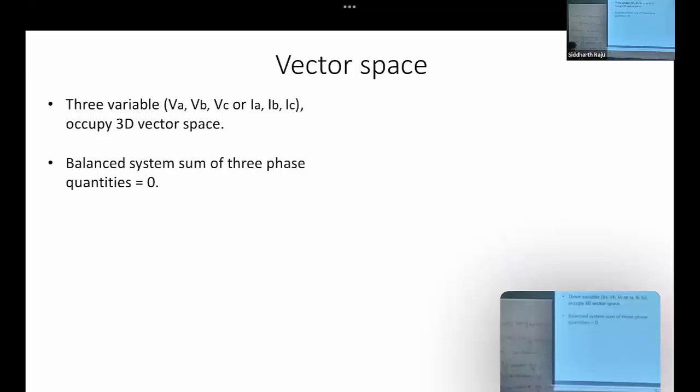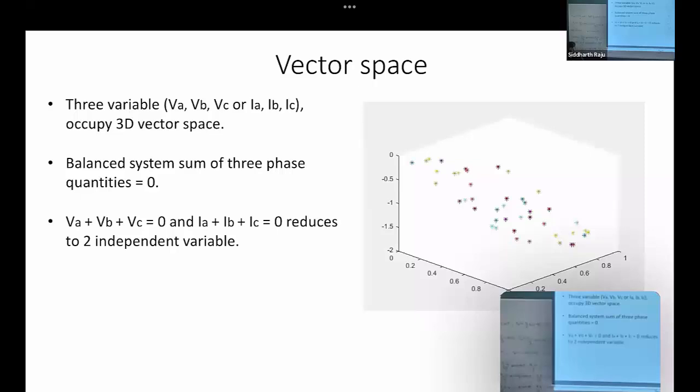In case of a balanced system with balanced voltages, the sum of the three voltages will be 0. In case of a three-wire system, even if you have unbalanced voltages, the sum of the three currents would have to be 0. So if the sum of three things is 0, what does it represent geometrically? If x plus y plus z equals 0, what does it represent geometrically? It's an equation of a... if x plus y plus z is a constant, what is it? Equation of a plane.